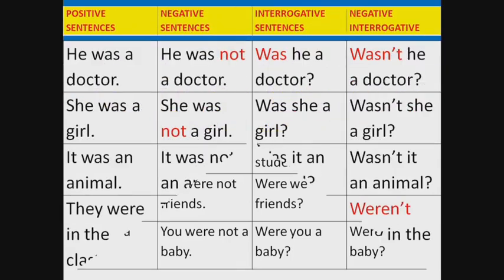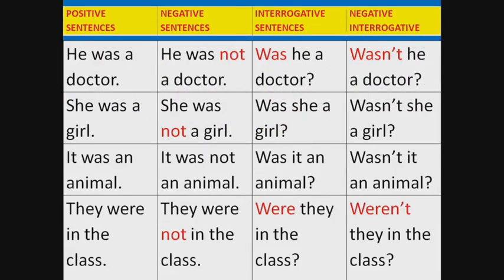Some more examples. He was a doctor. He was not a doctor. Was he a doctor? Wasn't he a doctor? She was a girl. She was not a girl. Was she a girl? Wasn't she a girl? It was an animal. It was not an animal. Was it an animal? Wasn't it an animal?